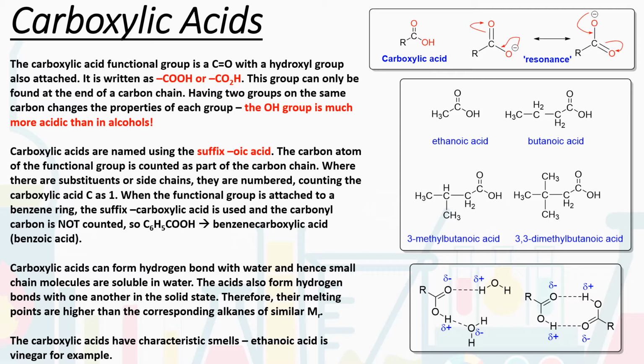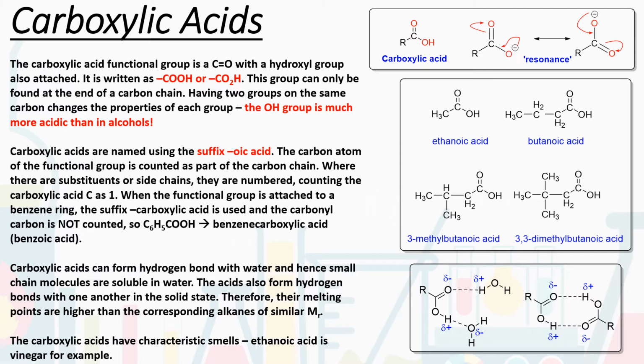Now, carboxylic acids are named using the suffix oic acid, and the carbon atom of the functional group is counted as part of the carbon chain. So a couple of examples here on the right. We have a 2 carbon chain length, that would be ethanoic acid. If we have a 4 carbon chain length, that's butanoic acid.